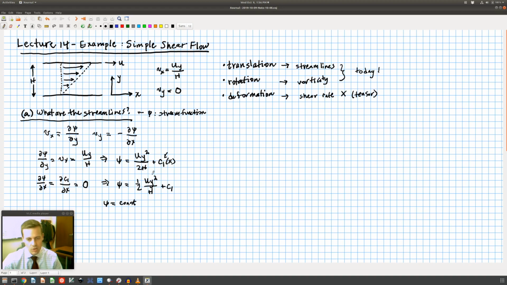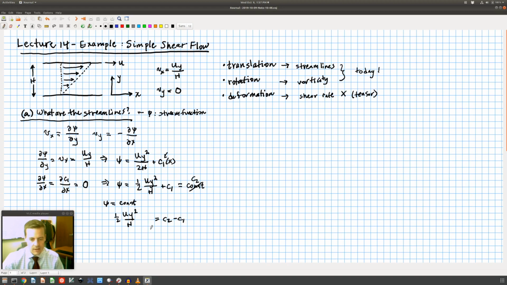So I'm going to find an equation that describes my streamlines when I set psi equal to a constant. So I'm going to say this is equal to another constant, let me call it c2. So now I have 1/2 uy squared divided by h plus c1 equals c2. Well, I can subtract c1 from both sides, which cancels this one out, which I can just erase.